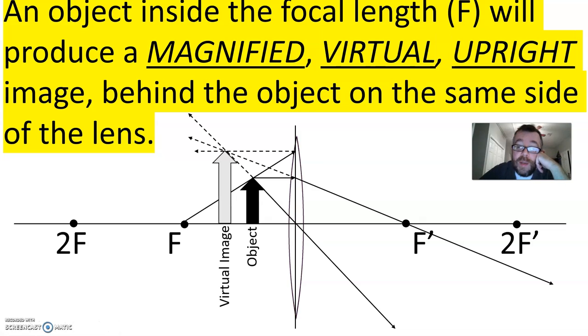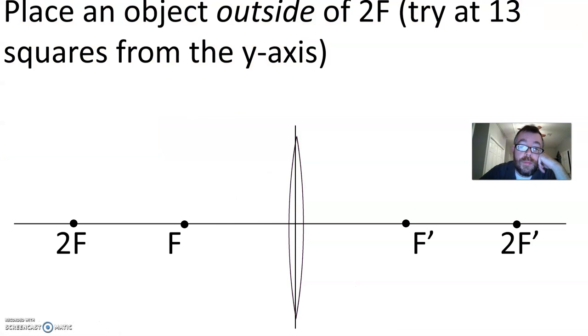Take out some more graph paper. Let's do another. Now we're going to try outside of 2F. If I've got 5 squares here, 5 squares here, maybe like 2.5 inches, 2.5 inches, let's try it at 13 squares. All right, so we got our object. If you're working with graph paper, let's make it 3 squares high. If you're working with a ruler, maybe 1 inch high.